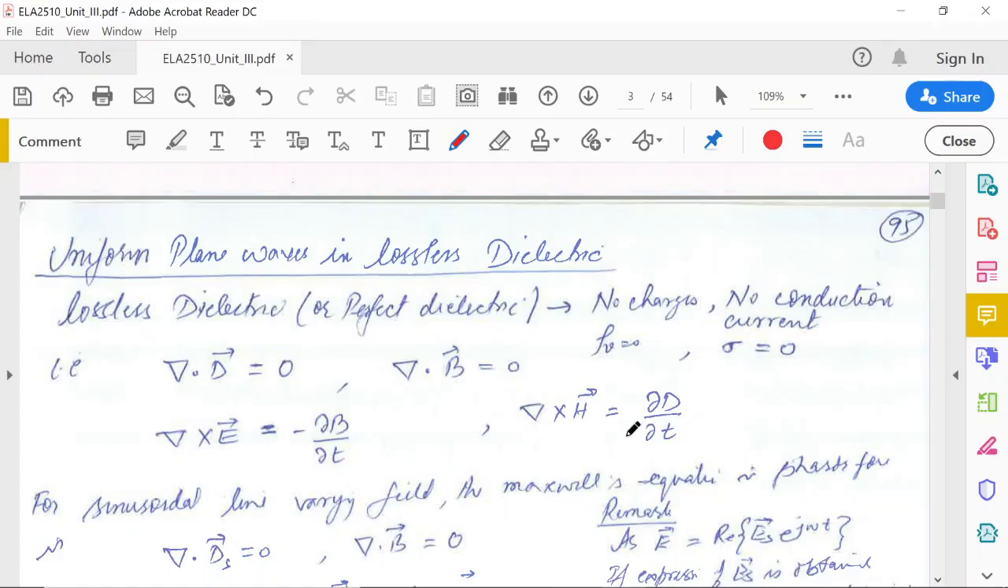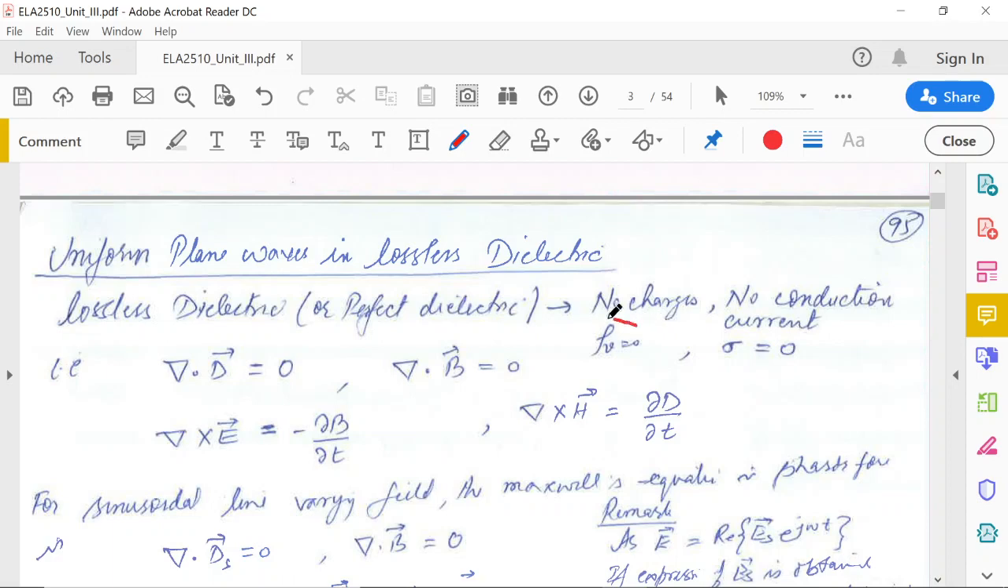Now, the next case is the uniform plane waves in lossless dielectric. So, we'll consider the uniform plane waves in the dielectric, which is lossless in nature. And how do you define the lossless dielectric, which can also be called a perfect dielectric? The lossless dielectrics are those where we have no free charges, that is rho v equals 0. And the second condition, there is no conduction current, that is, the conductivity of this media is 0.